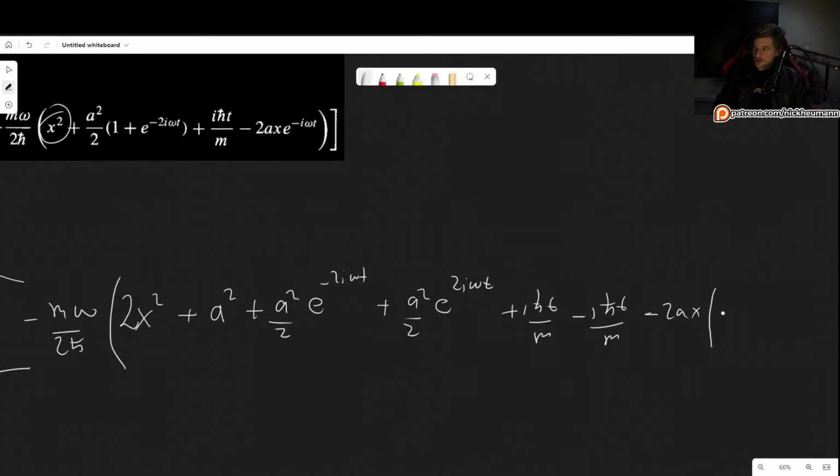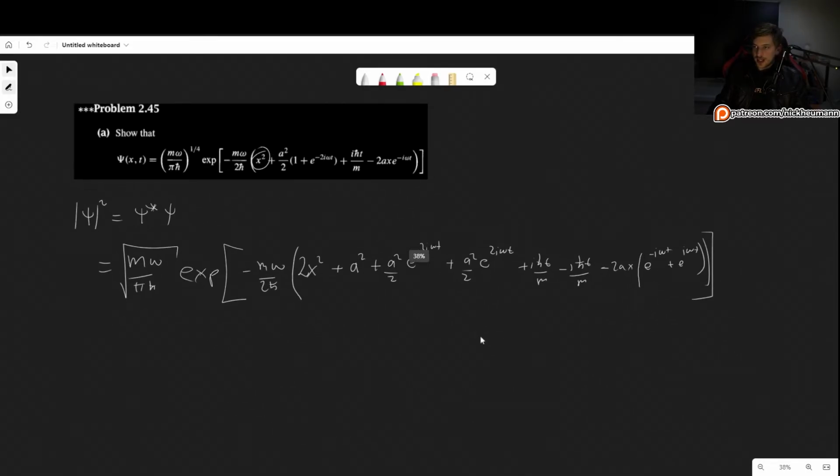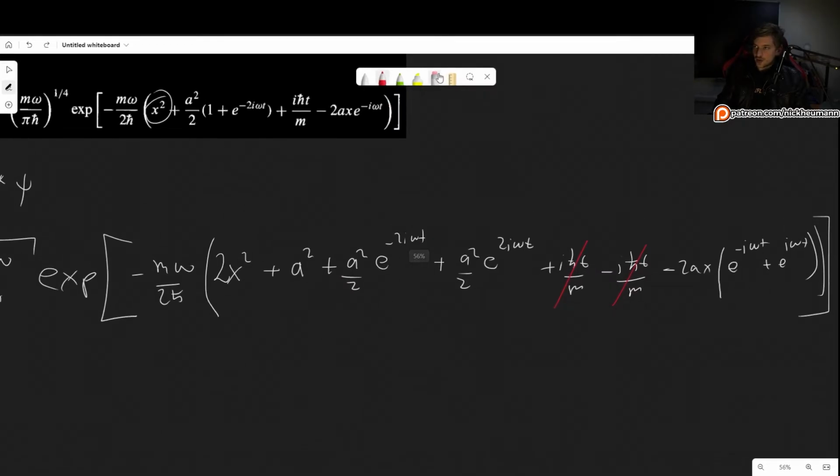Here I'm going to factor this out: e to the minus i omega t plus e to the i omega t. So there we go. That is what we get. And now there's a few things that we can simplify. So this and this cancel out. And notice what we have here. So there we can factor out a squared over 2, and we get 1, and we get e to the 2i omega t plus e to the minus 2i omega t.